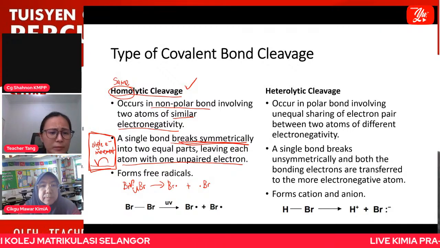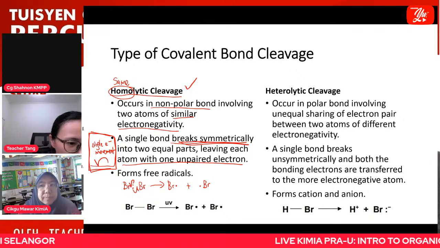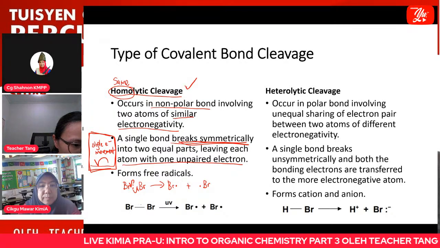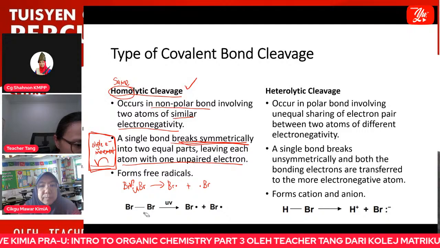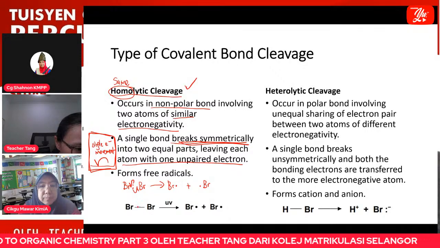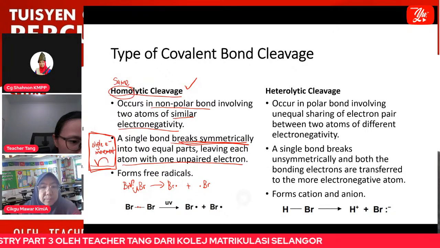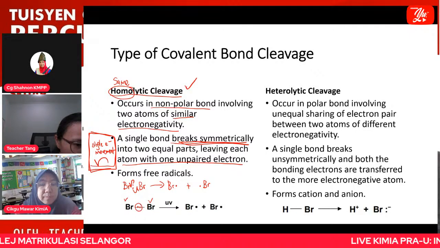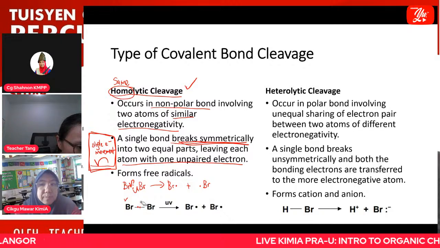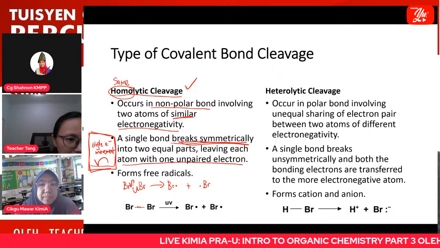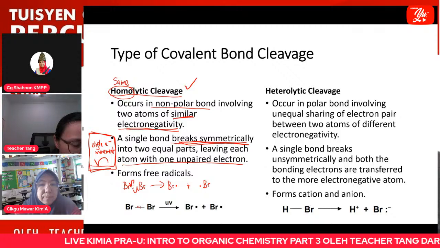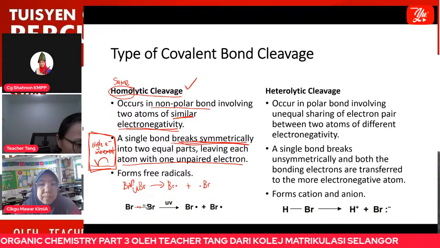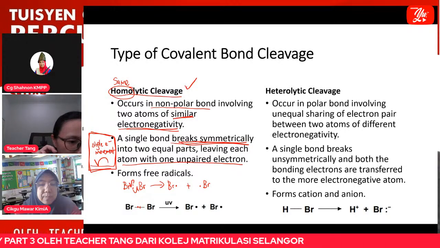So we use half-headed arrows to represent the movement of single electrons in homolytic, or symmetrical, covalent bond breaking. Not all the time do we draw electrons like this. Most of the time we draw a bond like this. You must know that one single covalent bond represents two electrons. Since both atoms have similar electronegativity, they have the same pull on the electron pair, therefore the electrons will be exactly between the two atoms.